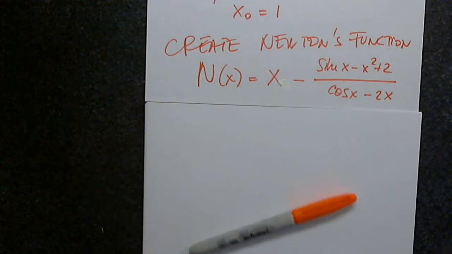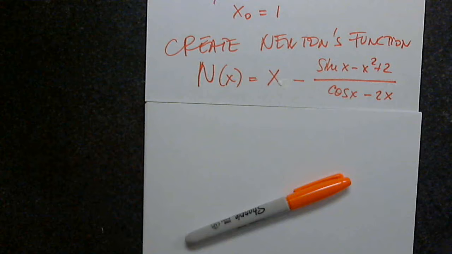So let's put this function in the graphing calculator. Ready? Since you have the function, don't delete. So insert x minus, put parentheses, because this is the numerator. Sine x minus x squared plus 2 is the numerator. Make sure that you put parentheses around it completely, and then divide by, in parentheses, cosine x, close the parenthesis, minus 2x. And close the parenthesis.